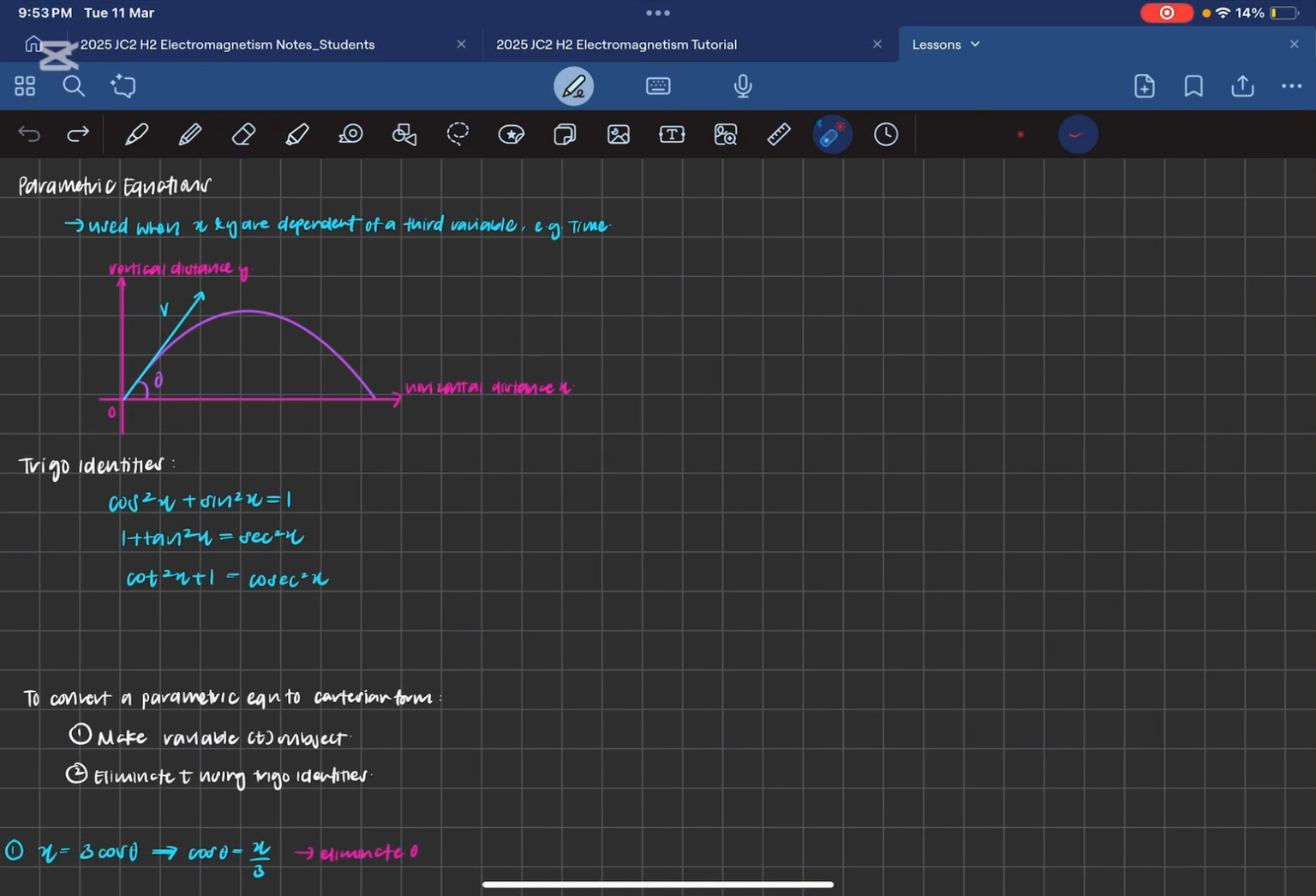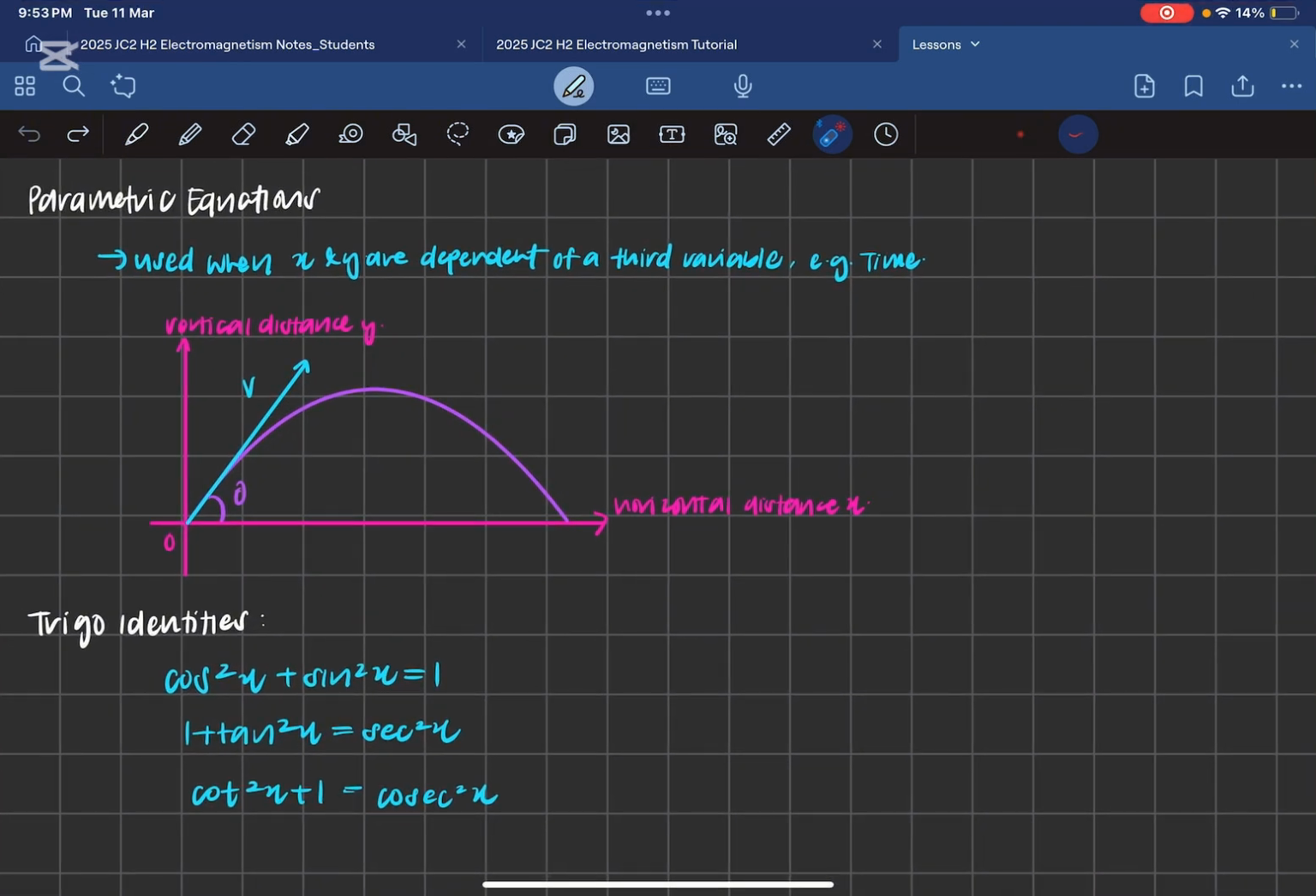So for example, your x equal to 3 cosine theta, then your cosine theta is just going to be x over 3. Bring over the 3. Don't tell me you don't know how to do. Because in this case your theta is your other variable. Your x and y is always the x-axis and y-axis, which means that theta should be your other variable. t is just an example, by the way.